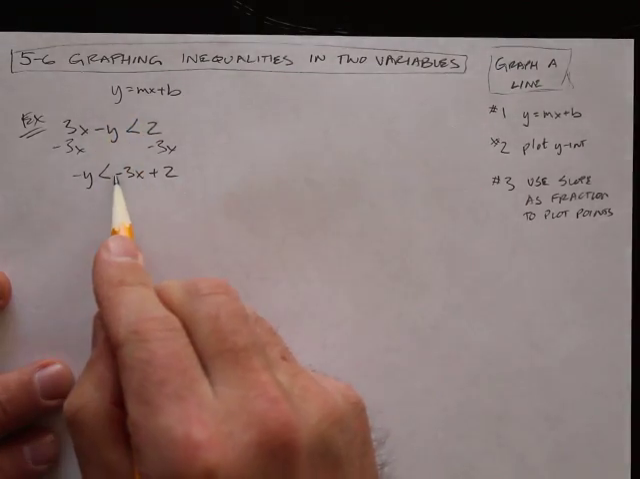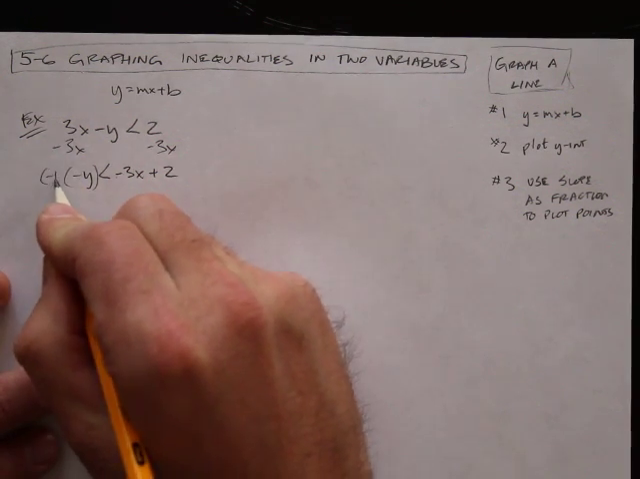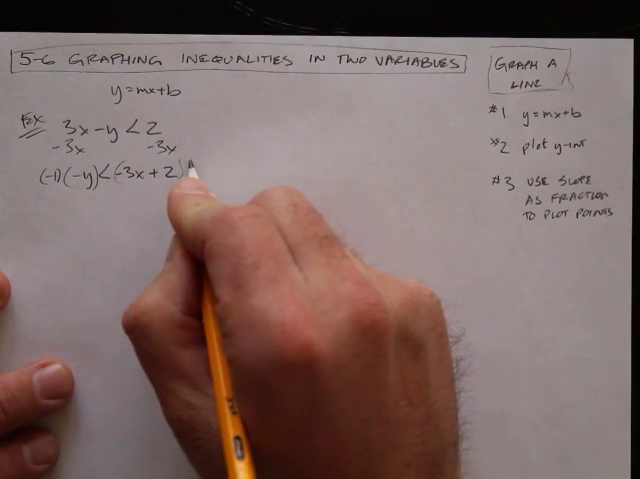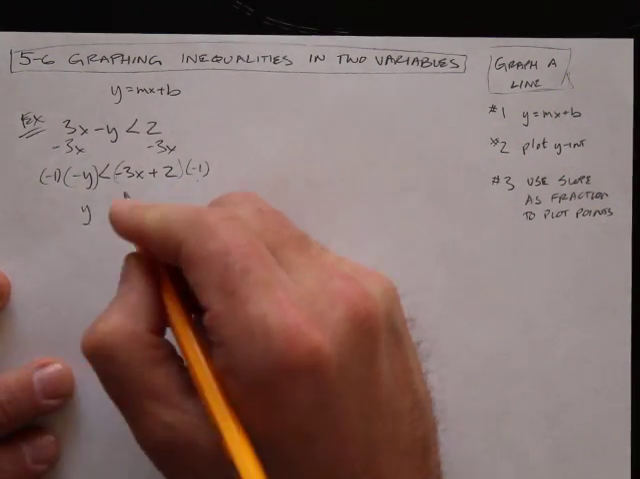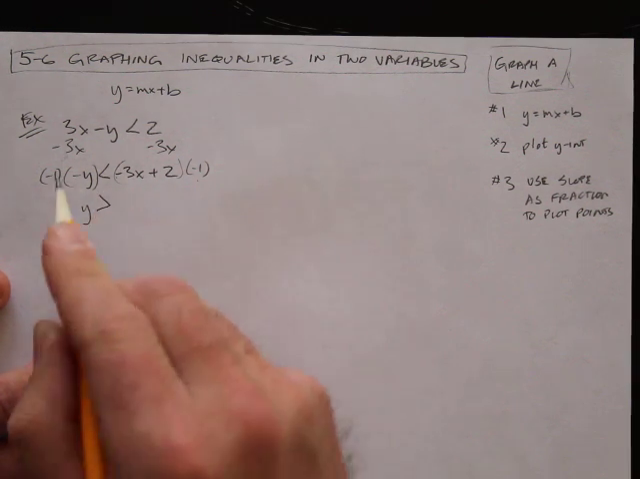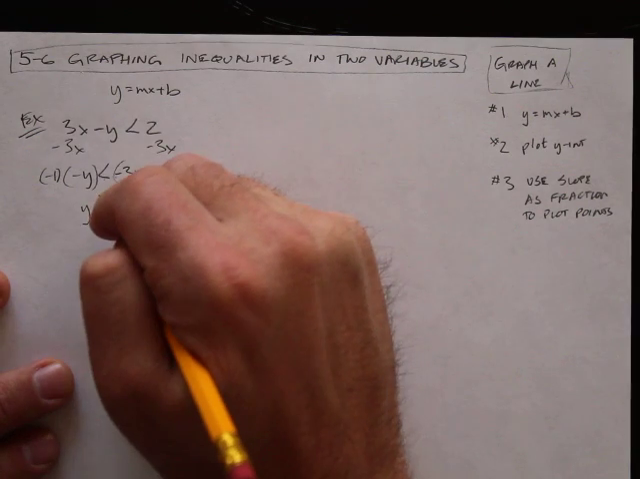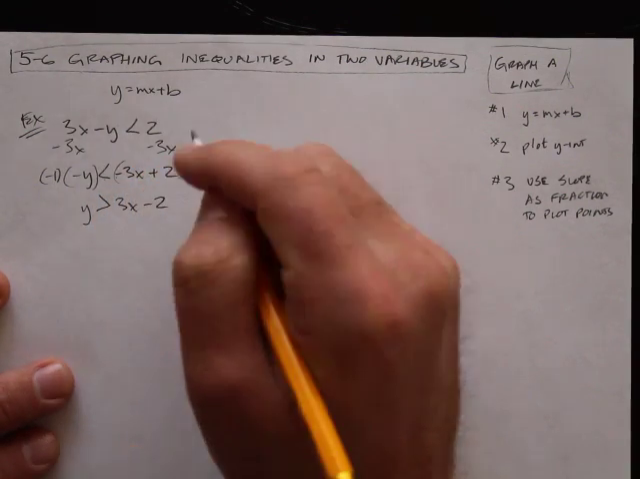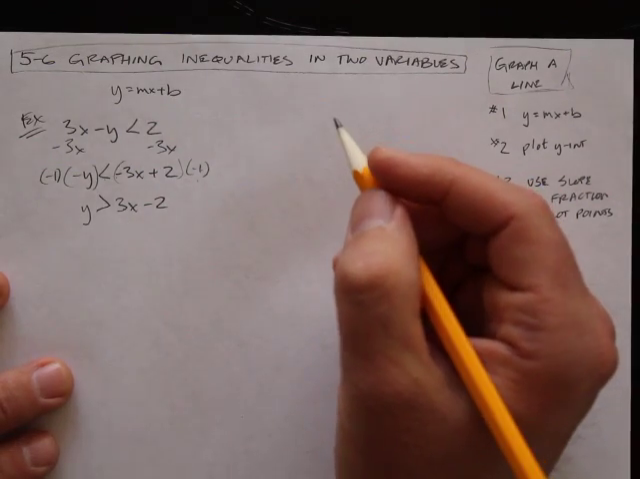Okay, I'm almost there. Now I just need to get this negative out of here. So what I'm going to do is multiply both sides by negative 1. Every term needs to be multiplied by negative 1. So that means y is greater than, notice I multiplied by a negative, so I need to switch my sign, positive 3x minus 2. When I distribute that negative 1, I switch both of those signs.